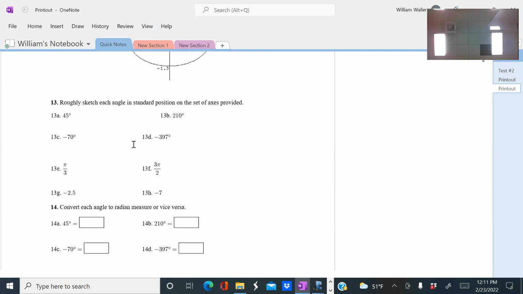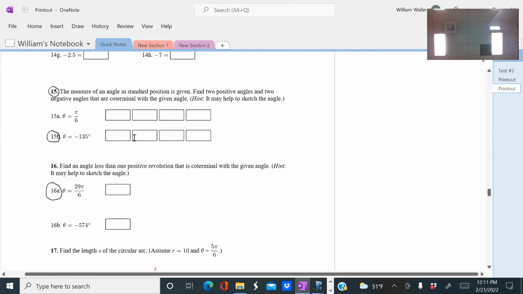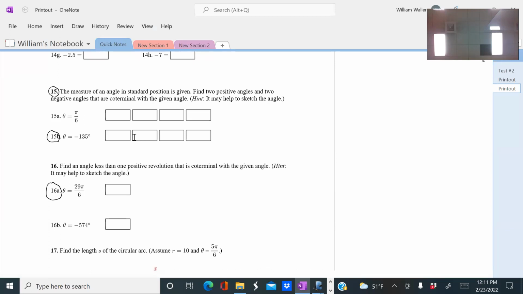So probably the easy way to draw that would be to convert it to degrees, so you can figure out what you're looking at here, right? Because who knows what minus 7 is in radians, right? Okay. So practice with that. Don't skip that. And then also 15 and 16. These also involve drawing angles again, except they have some instructions in them.